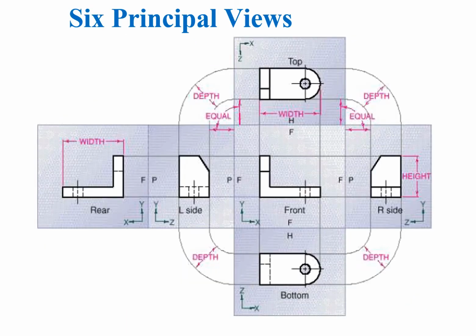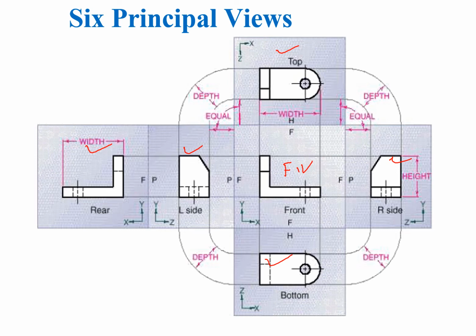And this is how the 6 principal views for this object will look like. This will be the front view, again the top view, the right side view, the bottom view, the left side view, and the rear view. So you can see the common dimensions, the width, the depth, and the height, that are common between different views, and how the different features are being represented here.